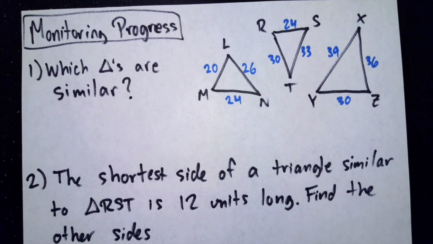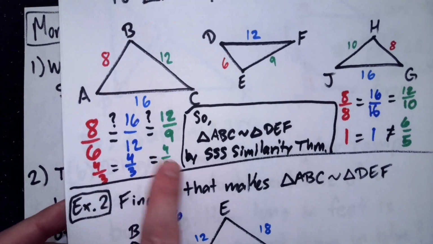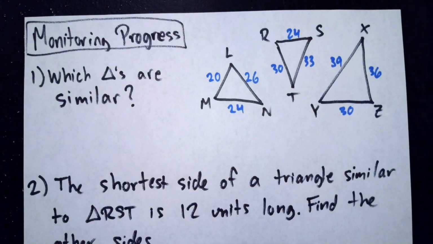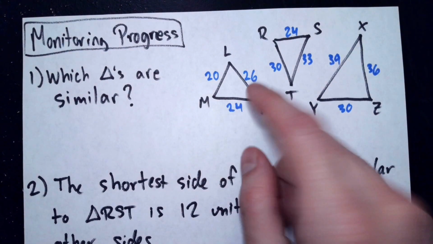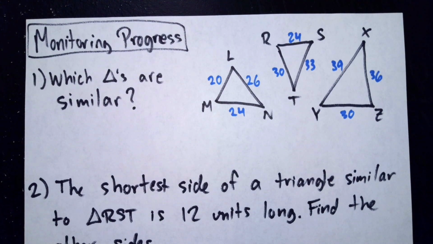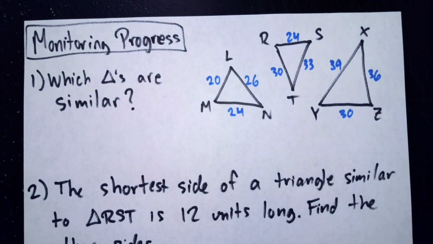Just like in this example, let me pull it up real quick. Just like over here, where we needed to set this triple set of ratios equal to each other, we're going to need to do the exact same thing for these. Now, for these, I'm going to go ahead and just start in order. So I'm going to check if these two triangles are similar. And then if that doesn't work, I'm just going to check if this one and this one are similar. Let's see.